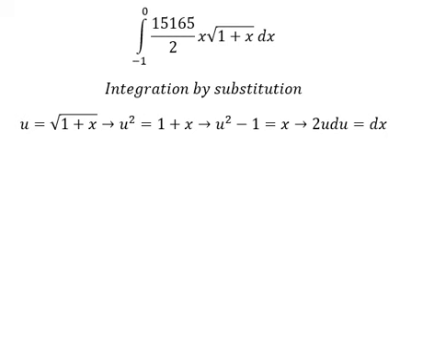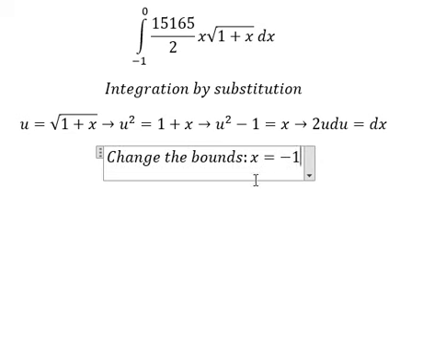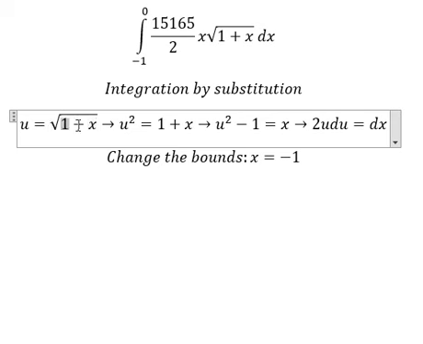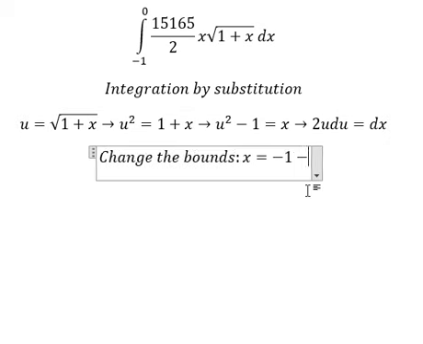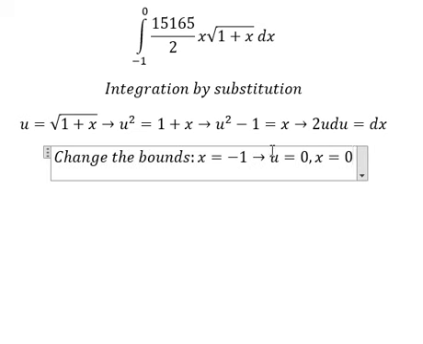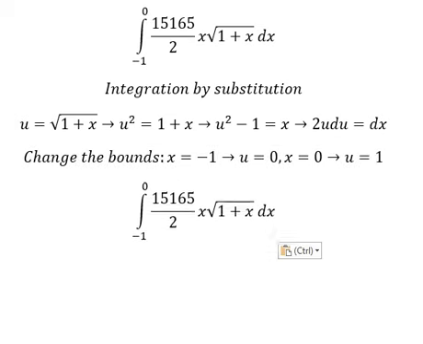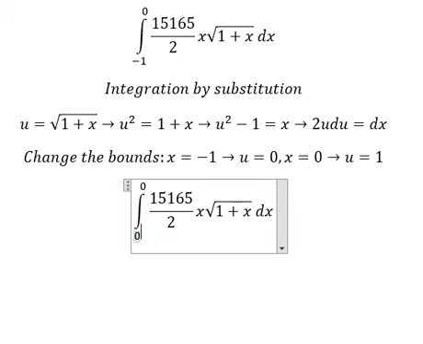Next we need to change the bounds. When x equals negative 1, we put negative 1 in here, so 1 minus 1, you get 0. When x equals 0, we put 0 in here, so u equals 1. So negative 1 changes to 0, and 0 changes to 1.